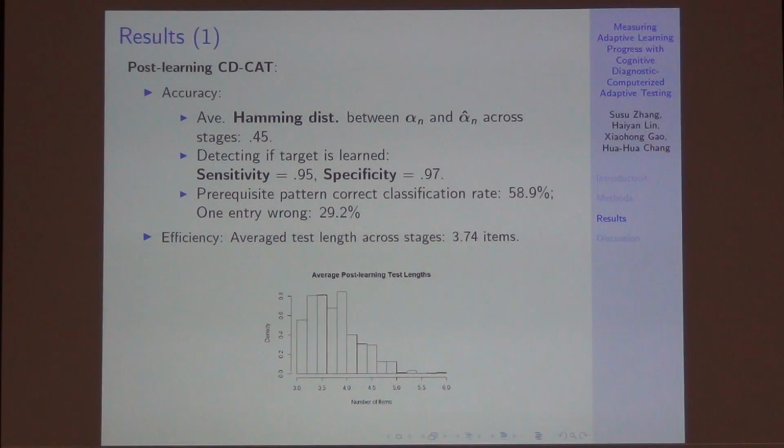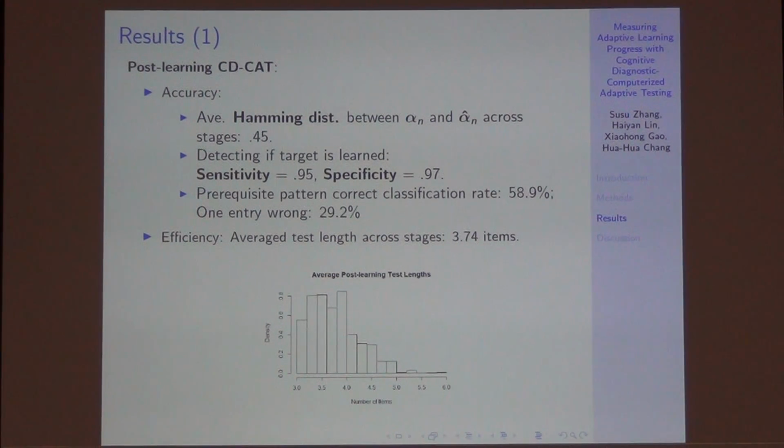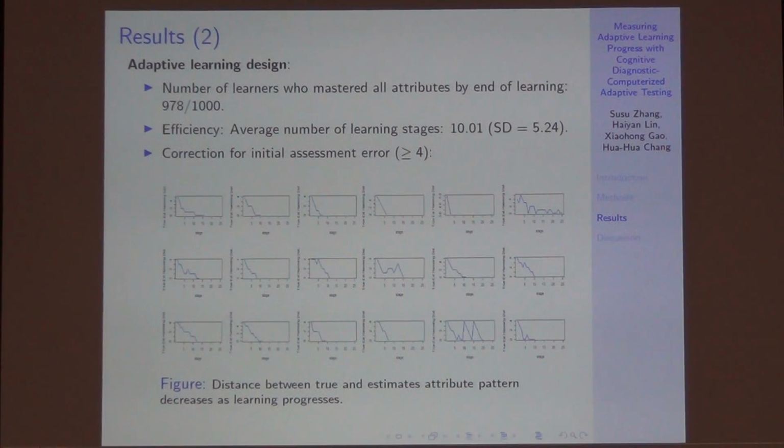And in terms of efficiency, the average test length of the subjects is relatively low. We can see that on average, only 3.74 items are needed for the post-learning CAT, which is only slightly higher than the minimum test length that we used in this study. And in terms of the adaptive learning design, out of the 1,000 simulated subjects, 978 had true attribute patterns that are all 1s at the end of the learning. And on average, the number of learning stages is 10, which means that they usually go through around 10 stages to reach the learning goal, which is everything measured as mastered.